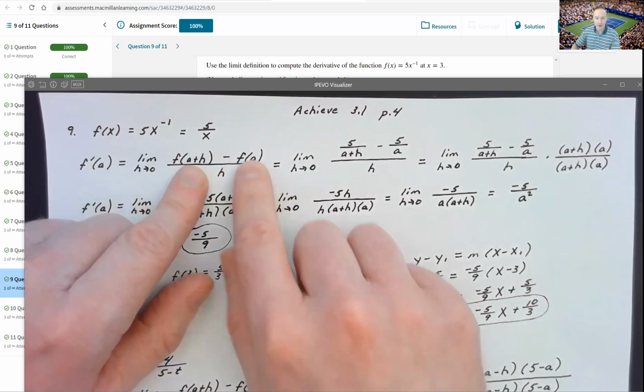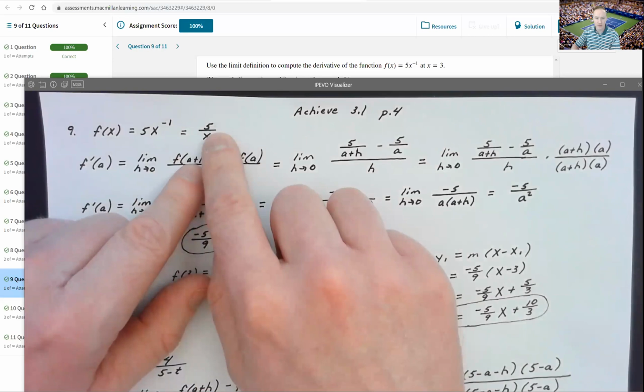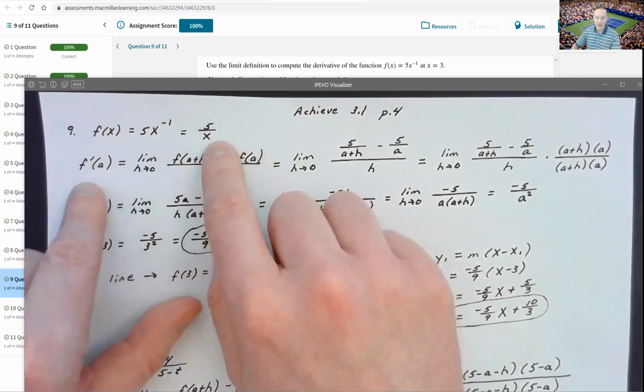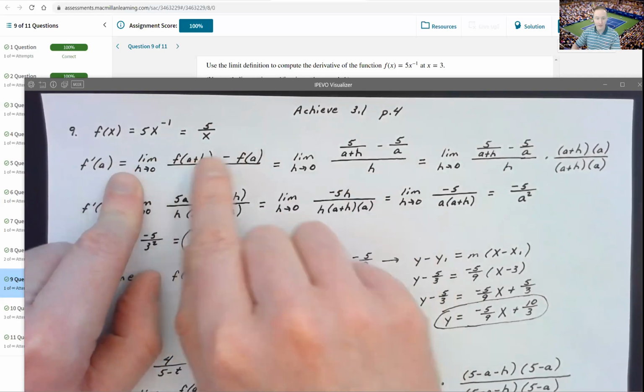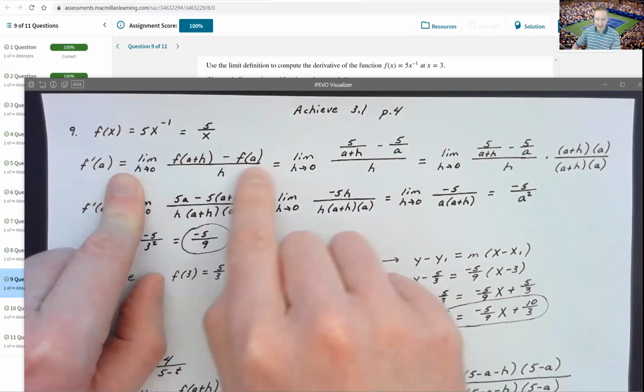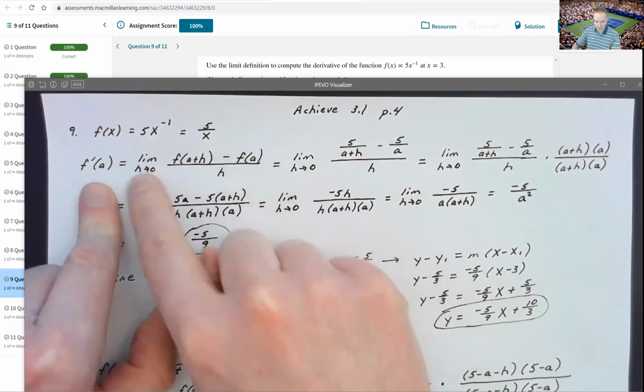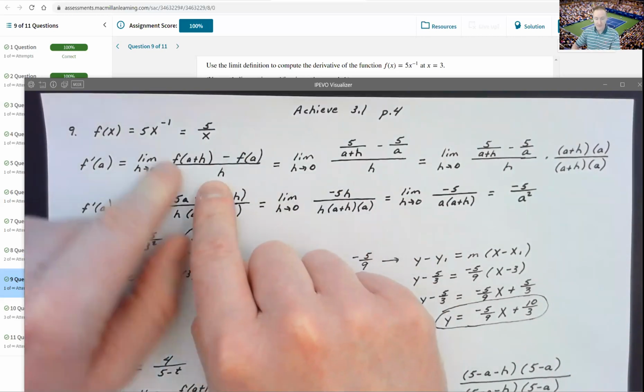So for this rational function, the derivative of 5 over x is going to be f prime of a is equal to the limit as h approaches 0, f of a plus h minus f of a over h. That is the definition of a derivative at the x value a.